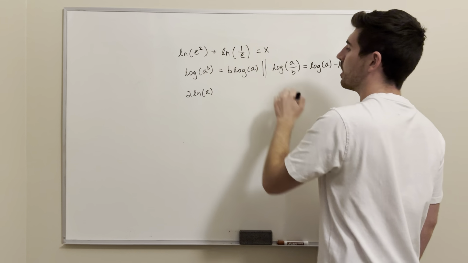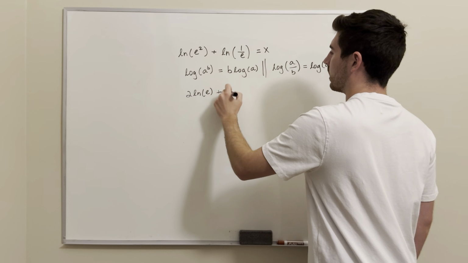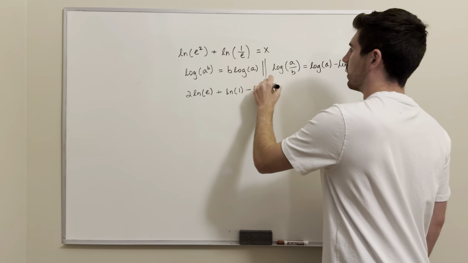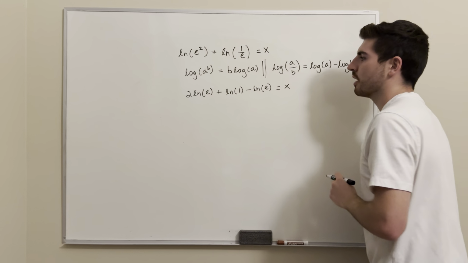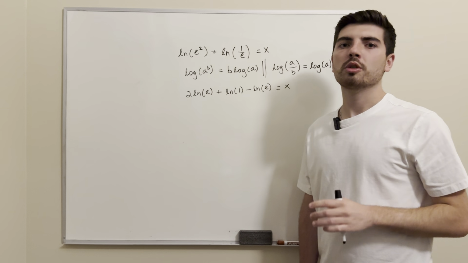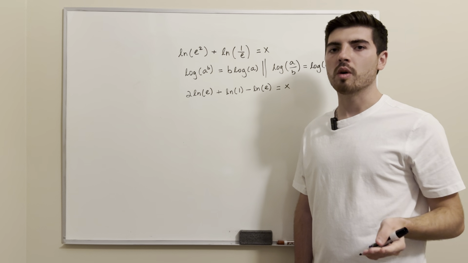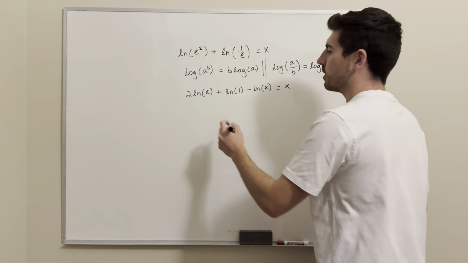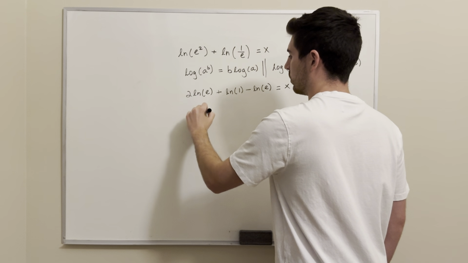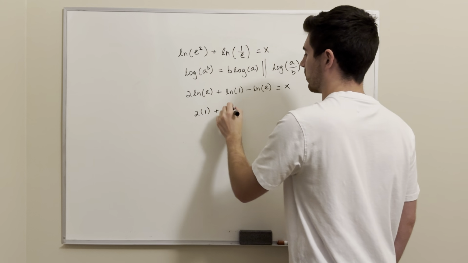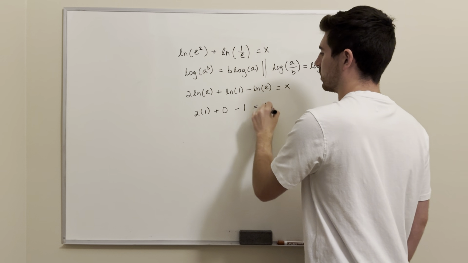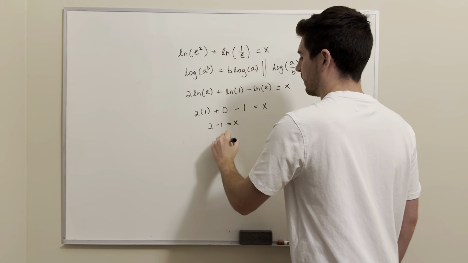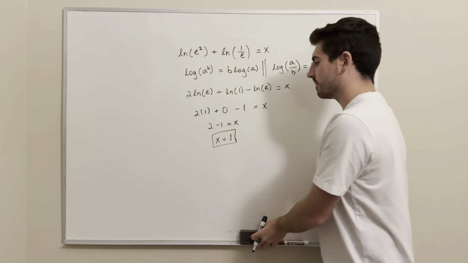We'll apply that same formula here and get the natural log of 1 minus the natural log of e, and that's equal to x. Now earlier in the video, we showed that the natural log of e is equal to 1 and the natural log of 1 is equal to 0. Let's plug in those values now. This is 2 times 1 plus 0 minus 1 equals x. We just have 2 minus 1 is x, so x is equal to 1.